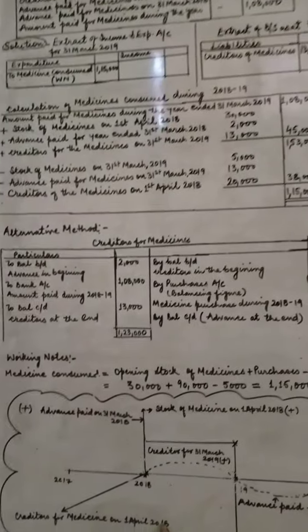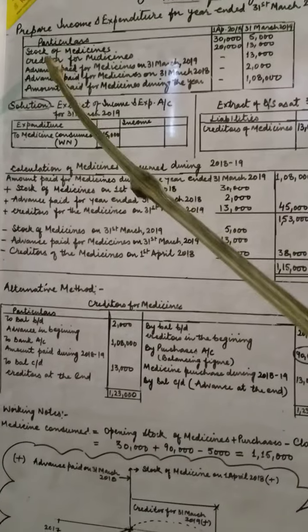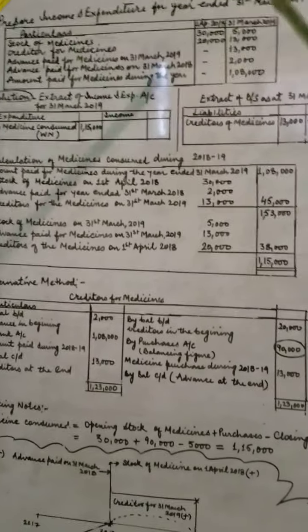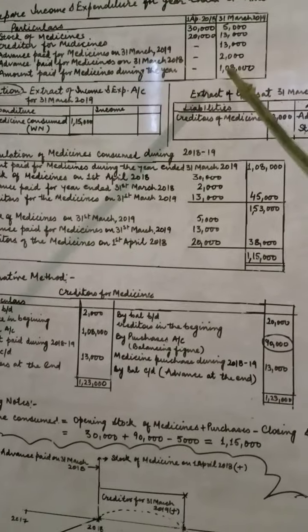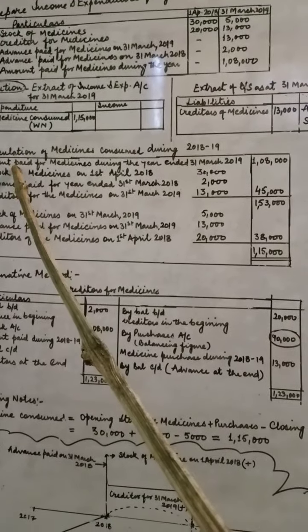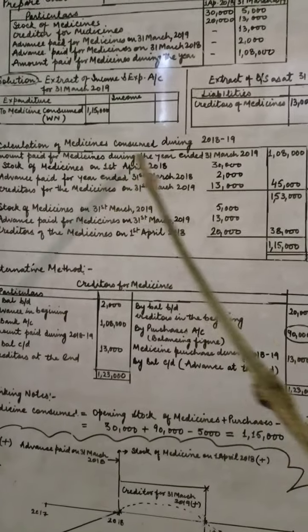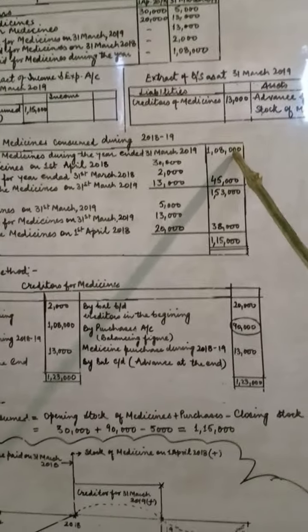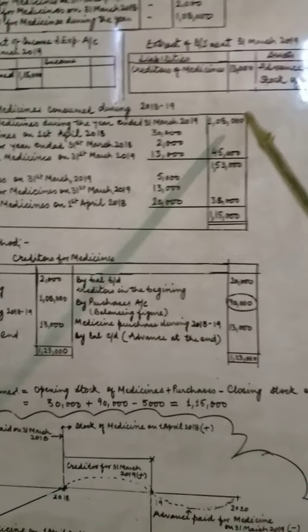Now see, with the help of this chart, you can make the working note about it. Now with the help of this, stock of medicine. First of all you just take this one: the amount paid for medicine during the year, that is 1,08,000. So in this working note, you will first of all write the amount paid for medicine during the year ended 2019, that is 1,08,000.